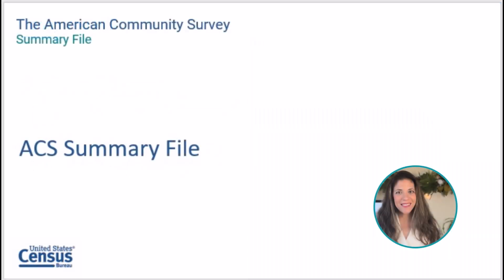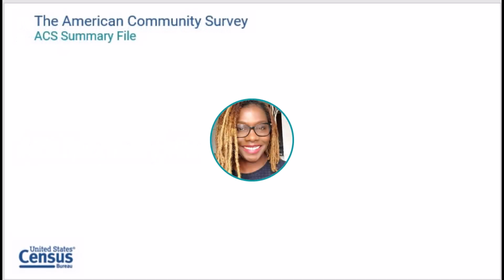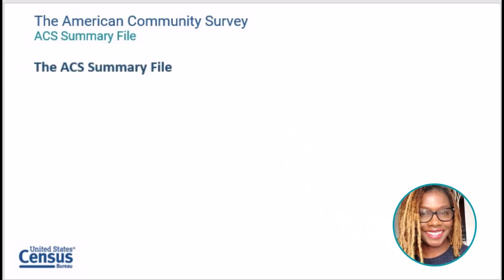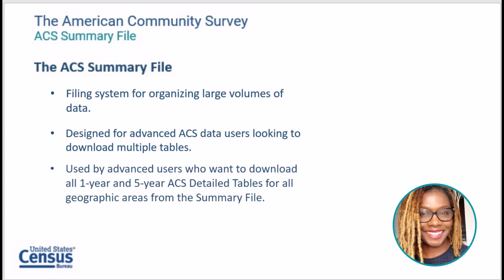What is the ACS summary file? Hi, I'm Vicki Mack from the American Community Survey Office. The ACS summary file is a filing system for organizing large volumes of data. It is used by advanced ACS data users who want to do more than just download one or a few tables. Data users can download all the 1-year and 5-year detailed tables, or download the data from one table for all geographic areas from the summary file.